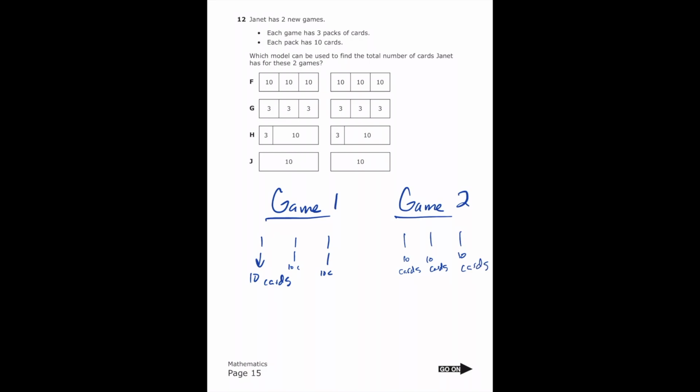So let's go ahead and compare each of these answer choices. So they all already have the boxes split up into 2 groups for the 2 games. After that, we should see 3 packs of cards for each, right? And F and G have 3 separate sections, so it's probably going to be one of them. I'm going to go ahead and mark out letter H and J. And then each of those 3 packs should have 10 cards, right? And letter F has 10 in each of those boxes. So it's not going to be letter G. Letter F is our correct answer.